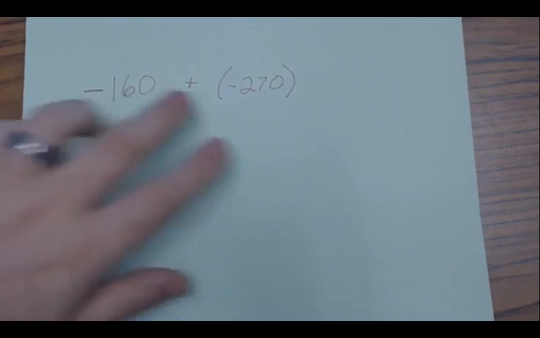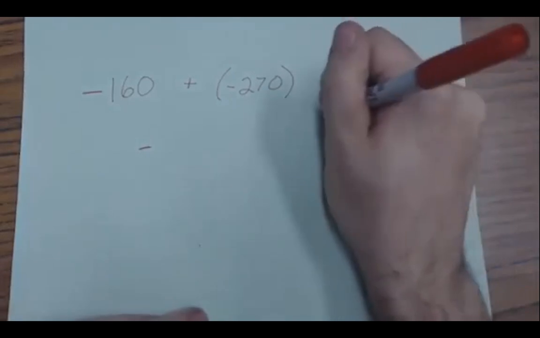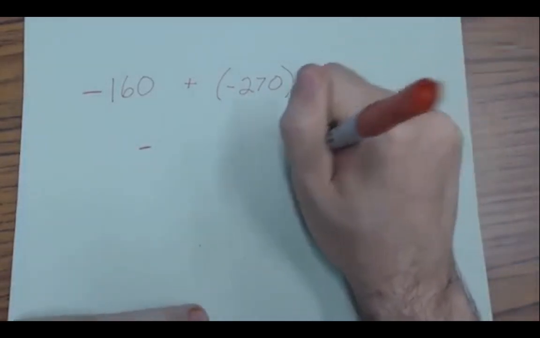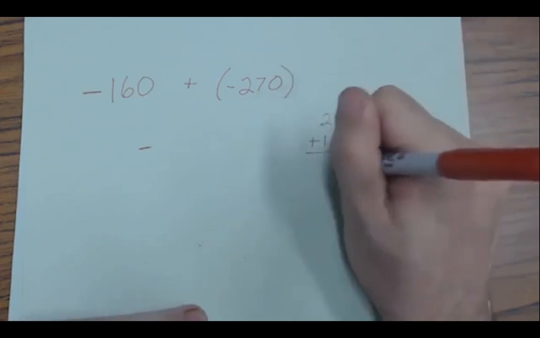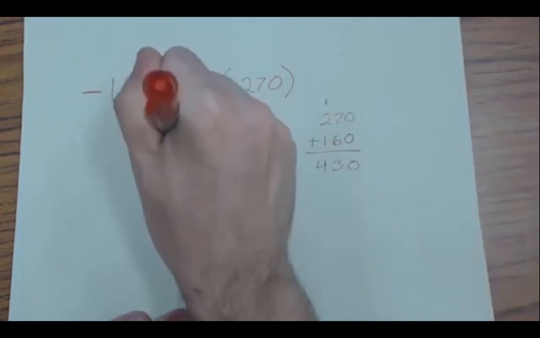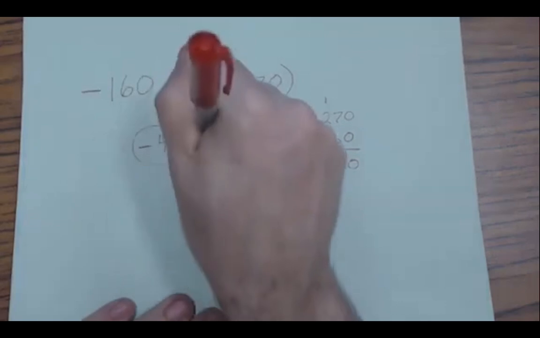And then we treat them as if they were positive numbers. We take the absolute value and add them up. So 270 plus 160 is 430. So the answer to this problem is -430.